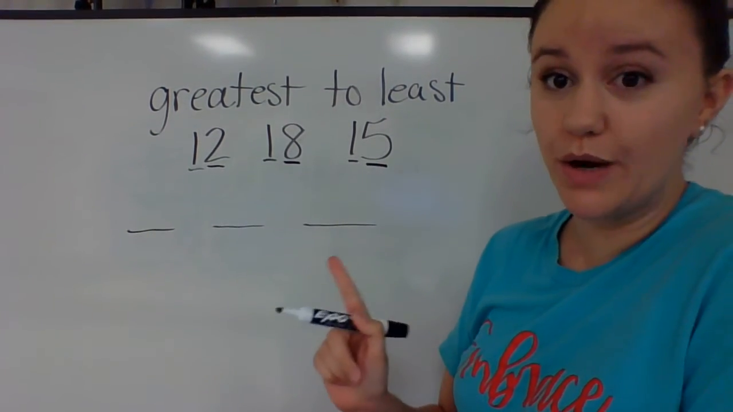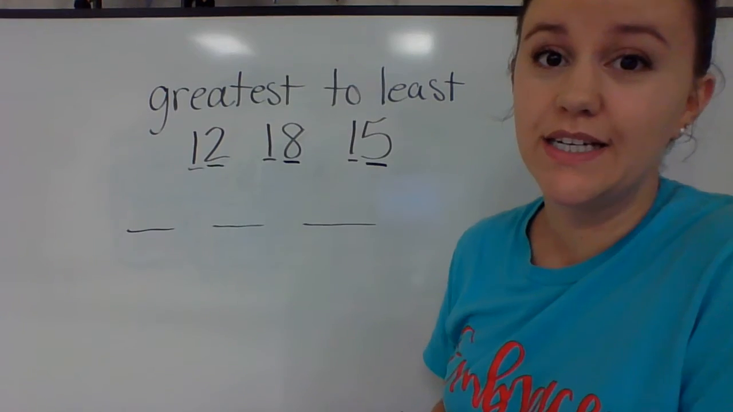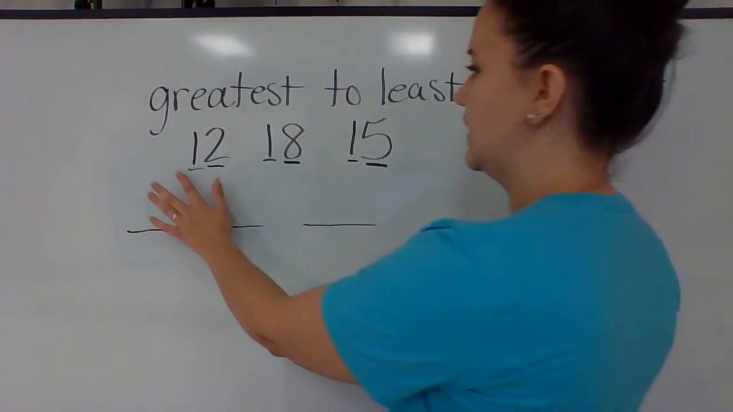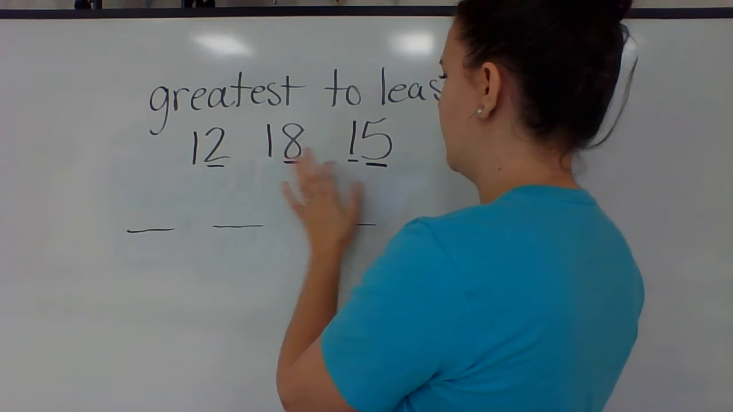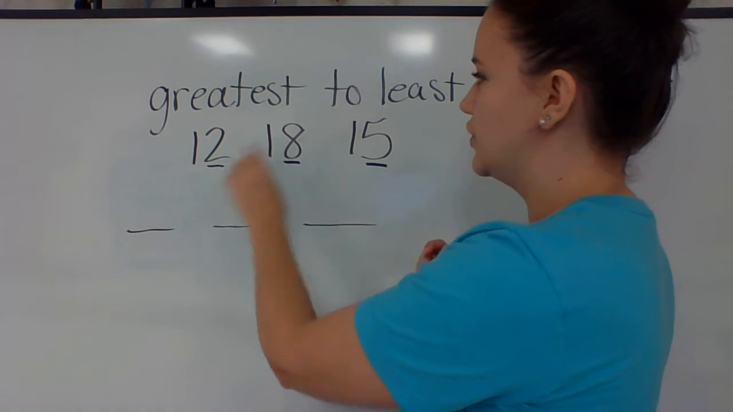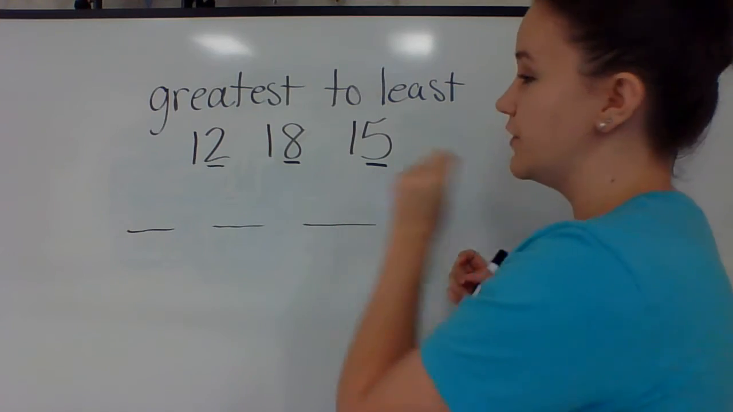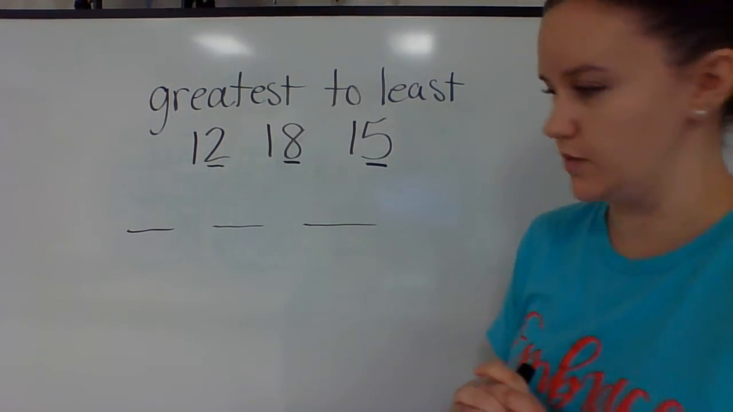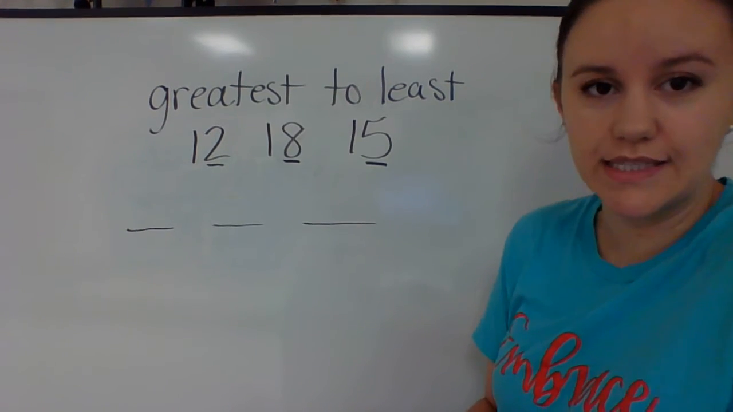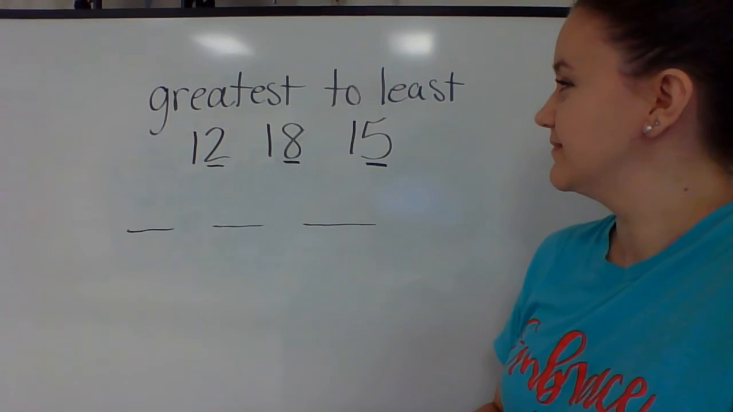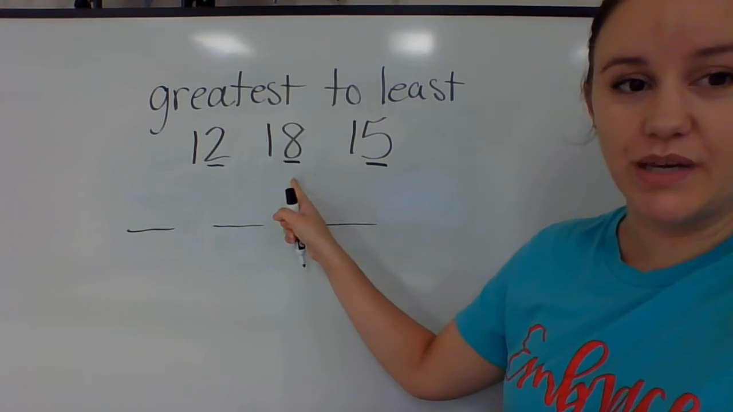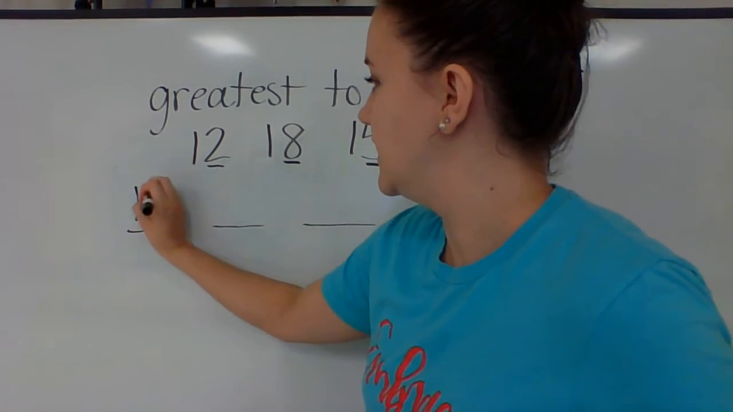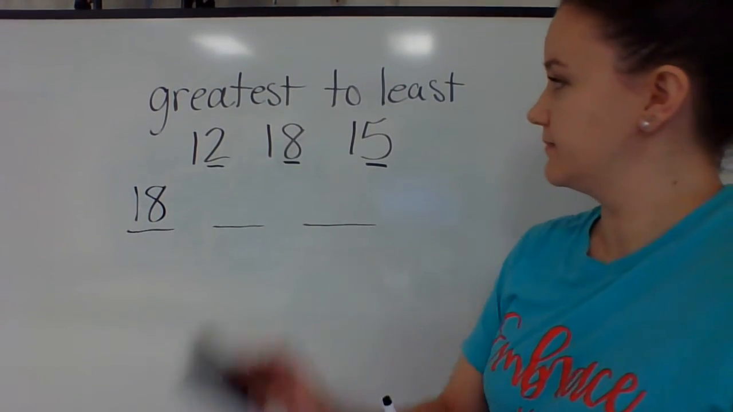Now, I've switched my order. I'm doing greatest to least this time. So now I need to start with my greatest number. So I have 12 has 2 ones, 18 has 8 ones, and 15 has 5 ones. Which one has the greatest amount of ones? Which one is greater? The greatest. That would be 18. 8 is greater than 2 and 5, so that makes 18 the greatest.